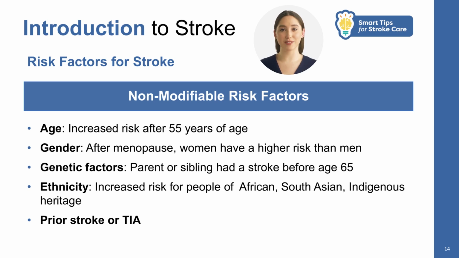What increases someone's risk for a stroke? The next 3 slides will talk about different risk factors for stroke. Here are listed the non-modifiable risk factors, which unfortunately we do not have control over. These include age. There is an increased risk when you are over the age of 55. Gender. After women reach menopause, they have a higher risk than men. Genetic factors. There is an increased risk if a parent or sibling had a stroke before the age of 65. Ethnicity. Increased risk for individuals of African, South Asian, and Indigenous heritage. And lastly, individuals who have had a prior stroke or TIA.